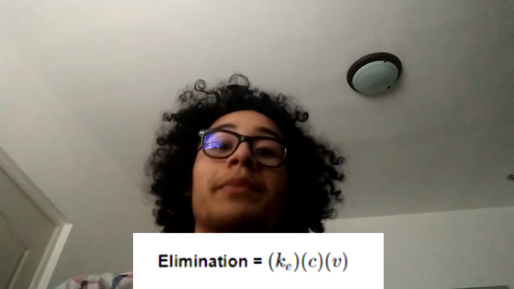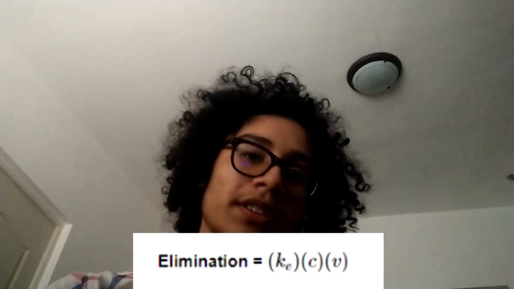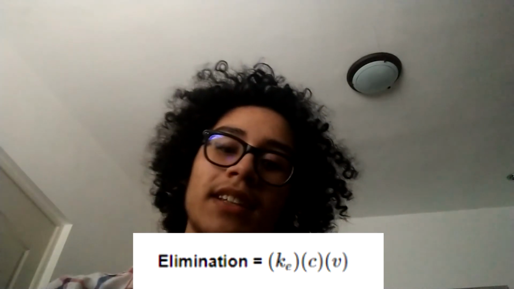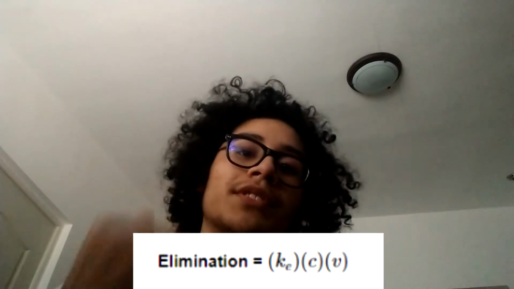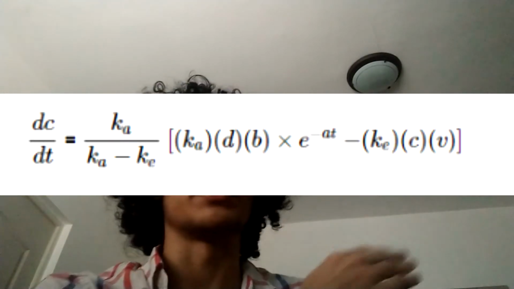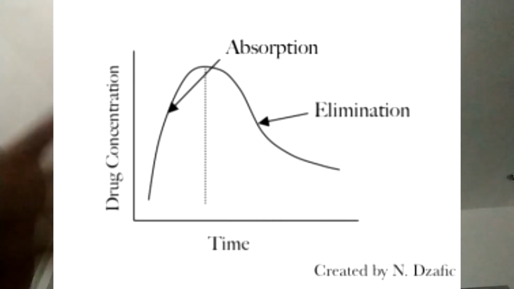There's also a formula for elimination, which uses the elimination constant of a drug, the concentration of a drug at a given time in hours, and the total volume of the drug in the body. This last formula, which is a little bit more complicated, is used to model the course of the drug. So it would give a positive slope during absorption and a negative slope during elimination.